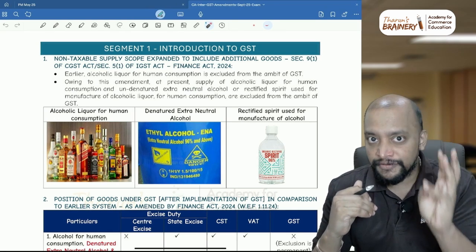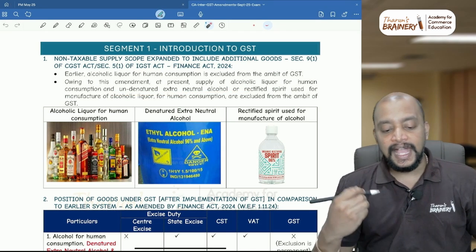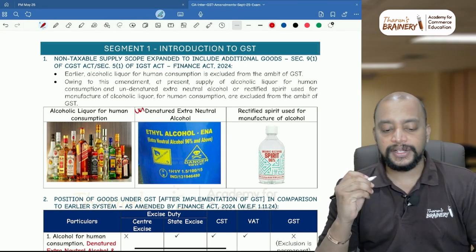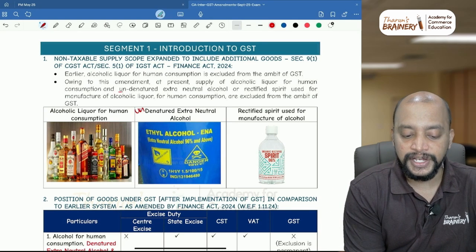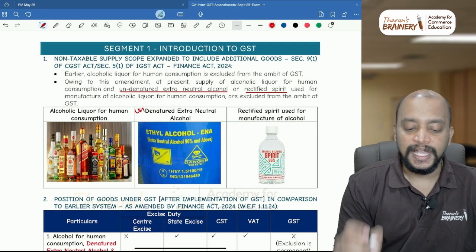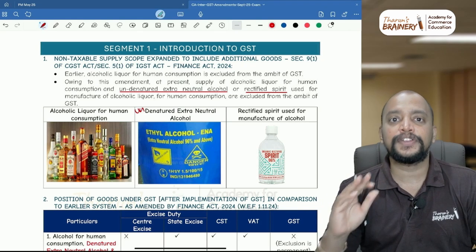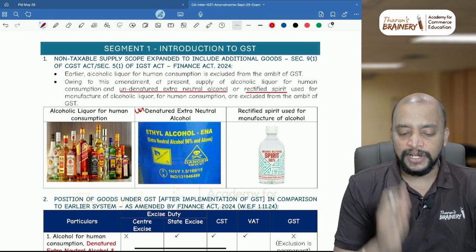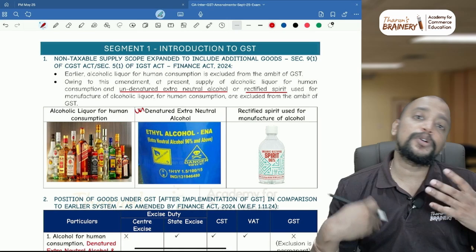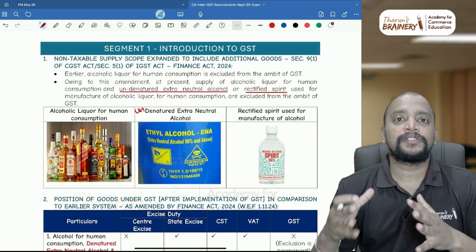So therefore, alcoholic liquor for human consumption and undenatured extra neutral alcohol, okay, undenatured. So this is not denatured here, undenatured extra neutral alcohol or rectified spirit which is used in the manufacture of alcohol, these are also excluded from the ambit of GST. So remember now, alcoholic liquor for human consumption, undenatured extra neutral alcohol, rectified spirit, these three are non-taxable. Sir, what about other raw materials or other inward supplies of the manufacture of alcohol?